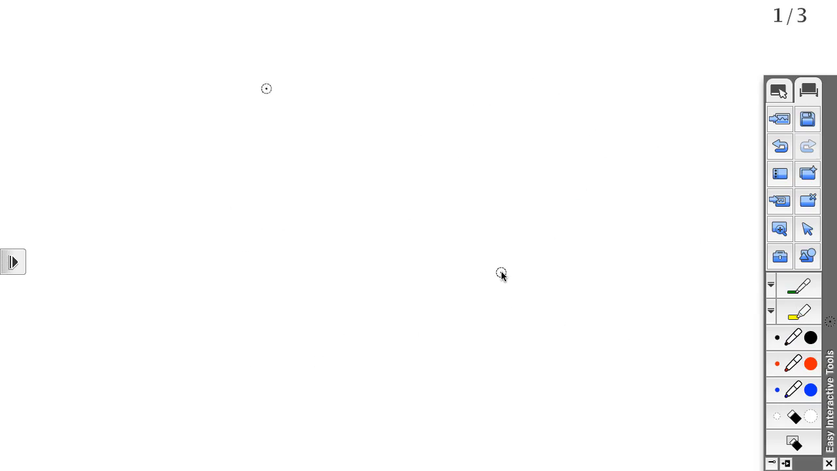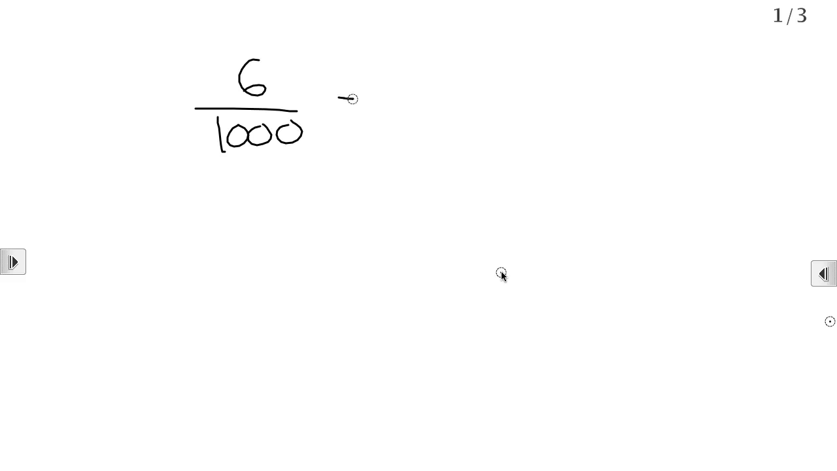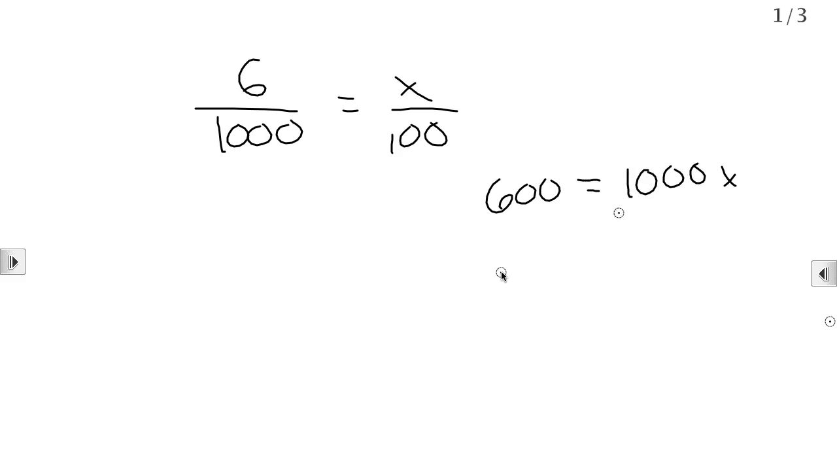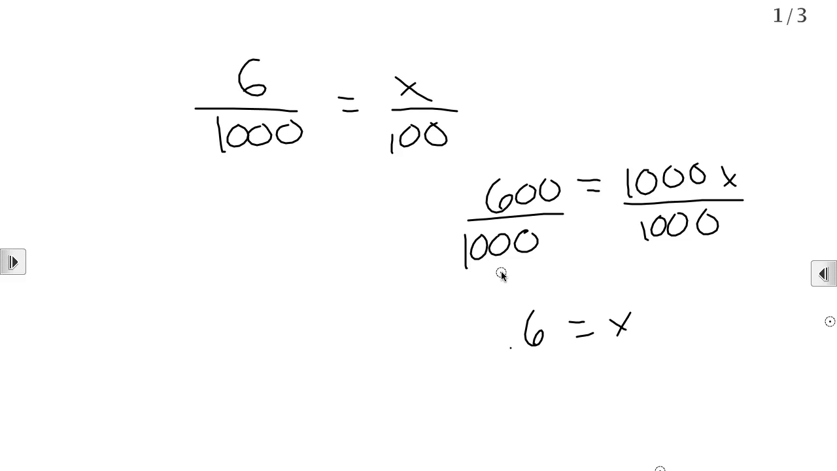If I have 6 per thousand and x per 100, you're going to end up cross-multiplying and dividing, and you do get 0.6. Or you can just think about it as a fraction. When you're working with fractions, you know if you do the same thing to the top and bottom, it's fine. I want the bottom to be 100, so I'm going to divide by 10, and I have to divide the top by 10. That's probably the easiest way to think your way through it.